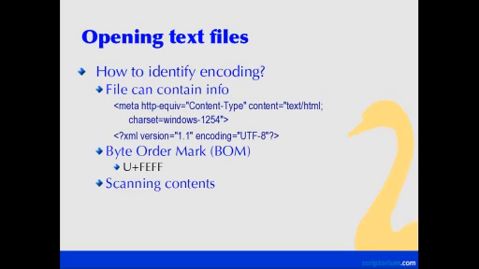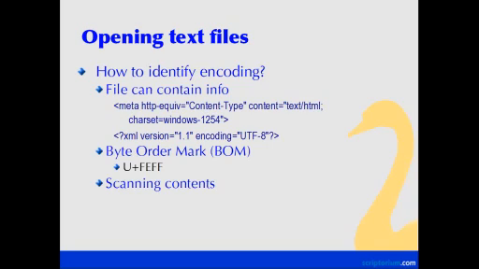So there are ways we can identify the encoding. In the first place, the file can contain information about its encoding. In HTML, we'll see a meta tag that contains content, charset, Windows-1254. This is one of the Windows code pages I'm talking about. Also in XML, in the XML declaration, we have an encoding attribute, and the encoding attribute says this is a UTF-8 file. There are other ways of identifying information. This is all dependent on file type.